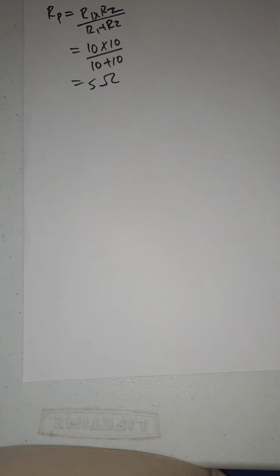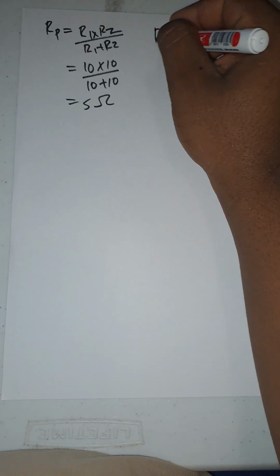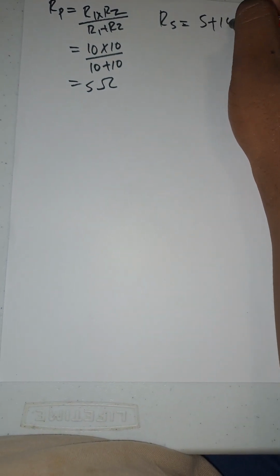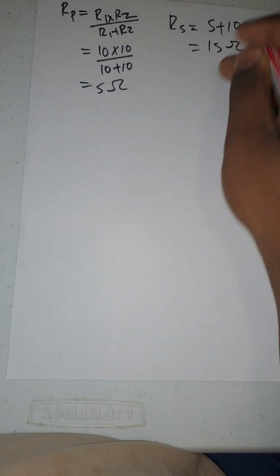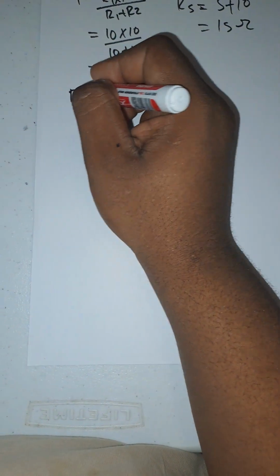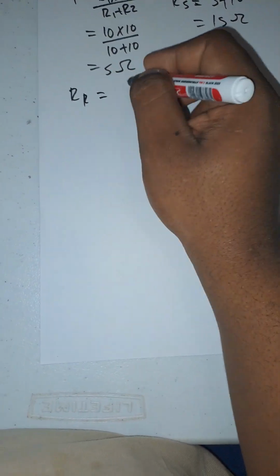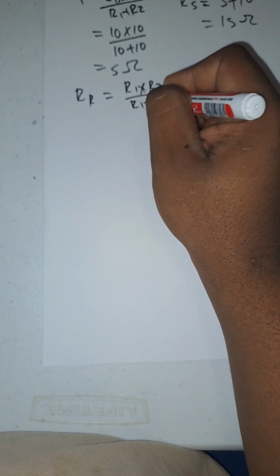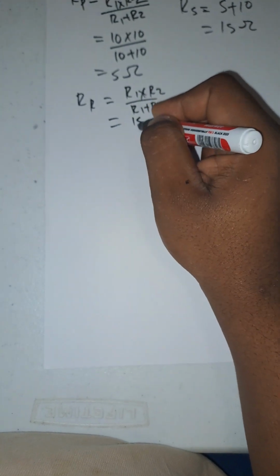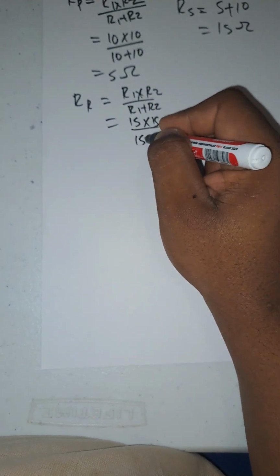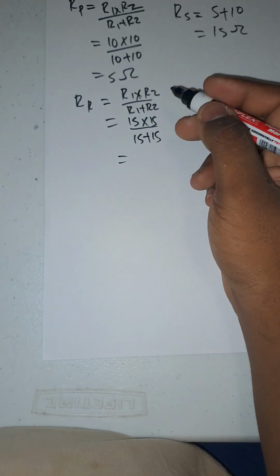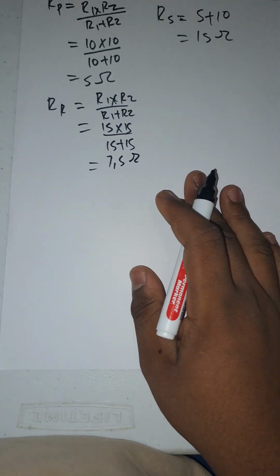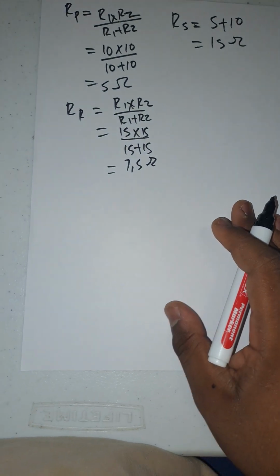So here I'll simply have RS equals 5 plus 10, which is equal to 15 ohms. Now I can find the resistance in parallel. Again, R1 times R2 over R1 plus R2. So it is 15 times 15 over 15 plus 15. Then I get my answer, 7.5 ohms. That's how you interpret those types of questions.